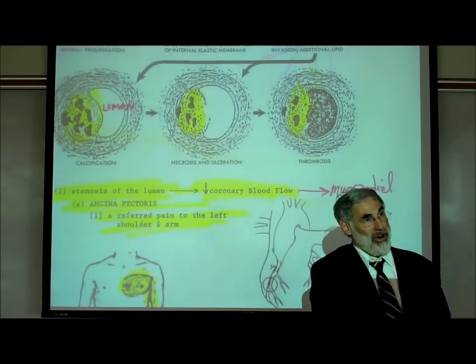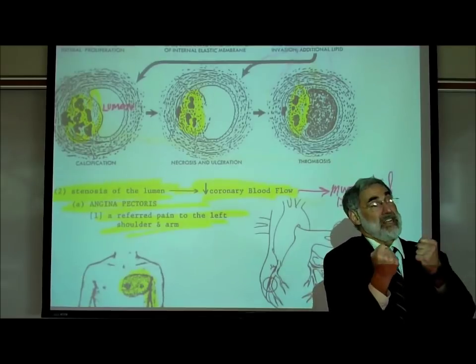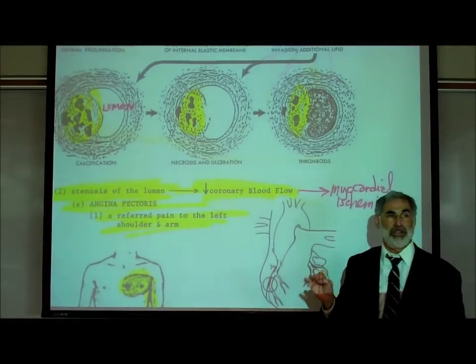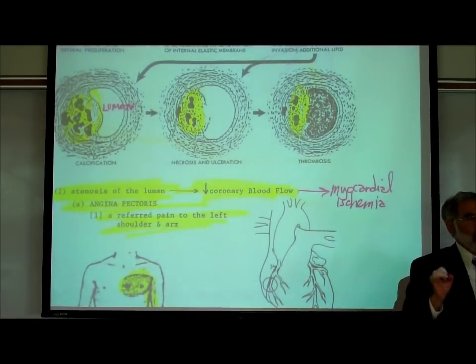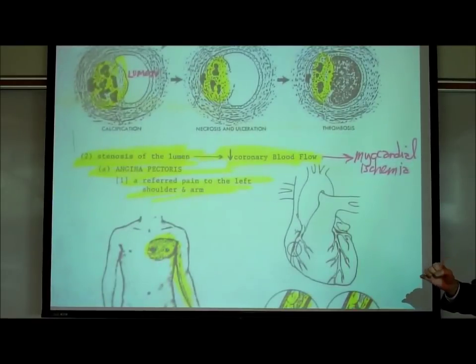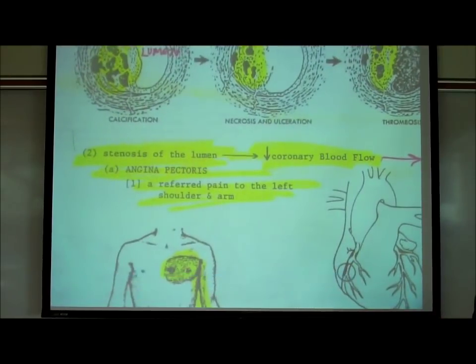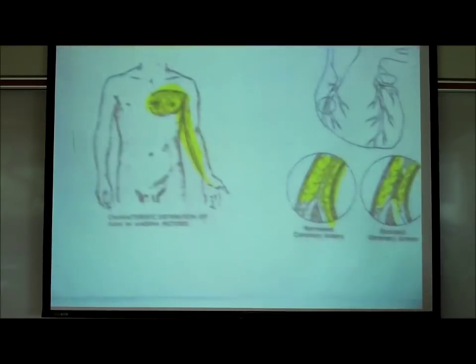what does stress do to your heart rate? Speeds it up. That means it needs more oxygen because it's working harder. It's not getting the oxygen it needs. It starts to form lactic acid, and this creates a pain, a referred pain called angina pectoris. So angina pectoris is a referred pain to the left shoulder and left arm.